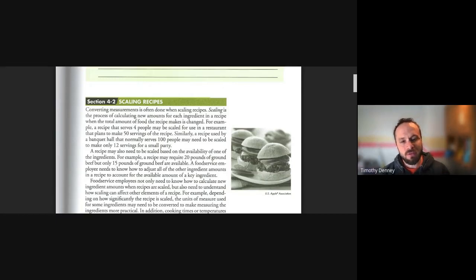The recipe is made just for a certain amount, right? That's the yield, right? But maybe we want to make more or less of that, so we've got to scale the recipe. A recipe may also need to be scaled based upon the availability of one of the ingredients. For example, a recipe may require 20 pounds of ground beef, but only 15 pounds of ground beef are available. A food service employee needs to know how to adjust all the other amounts in a recipe to account for the variable amount of a key ingredient. Okay, so that's another reason that we might want to adjust or scale a recipe.